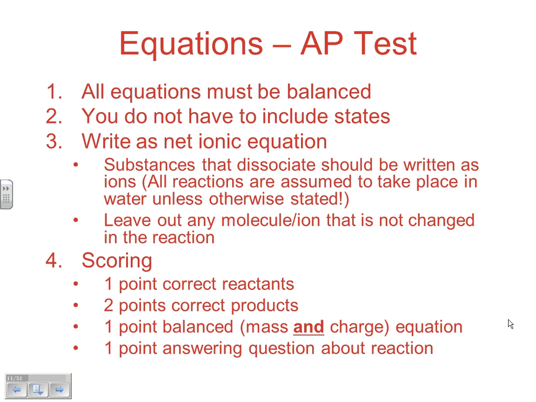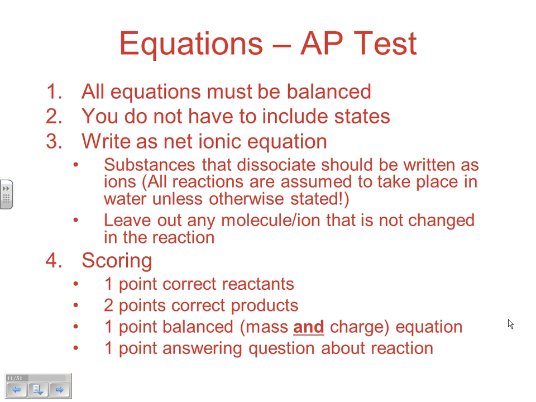And then finally, scoring: you always get 1 point for the correct reactants. So if all your reactants are right, you get 1 of the points. You get 2 points for your correct products. If there's only one product, you have to have the multiple things right about it. If there are 2 products, it's 1 point for each correct product. Next, 1 point for a balanced equation. That's mass and charge. We'll be talking about that more later when we get into redox reactions in Chapter 4.